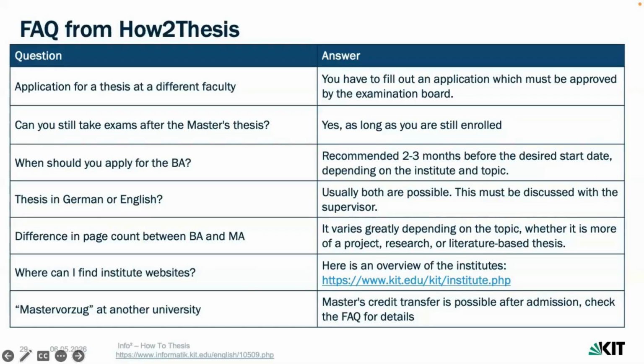Can I do a master Vorzug at another university and let it be counted at KIT? Yes, it's possible. Check the FAQ. It's only possible after the admission, but you still have to check the FAQ for more details and maybe talk with the ISS about it.